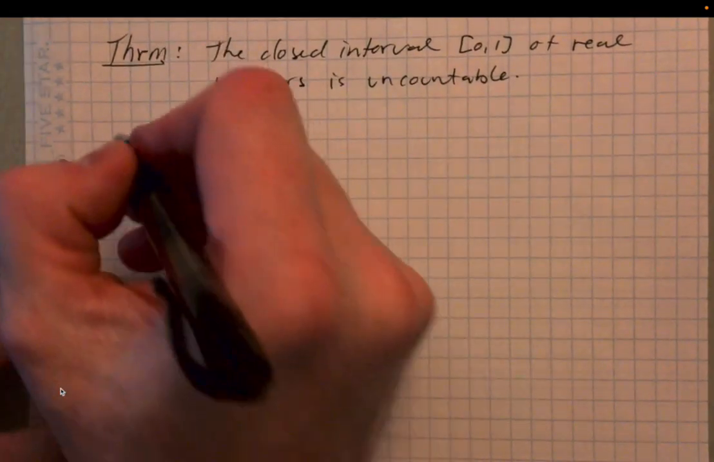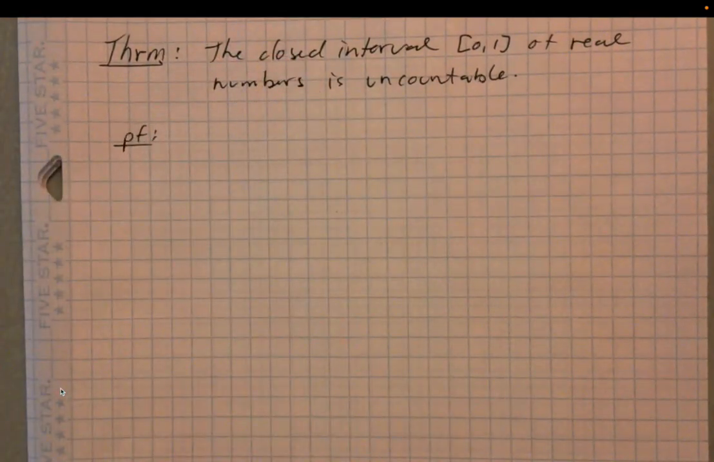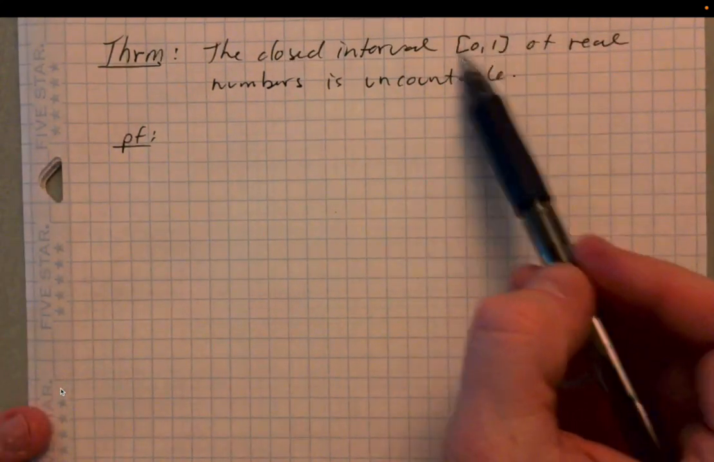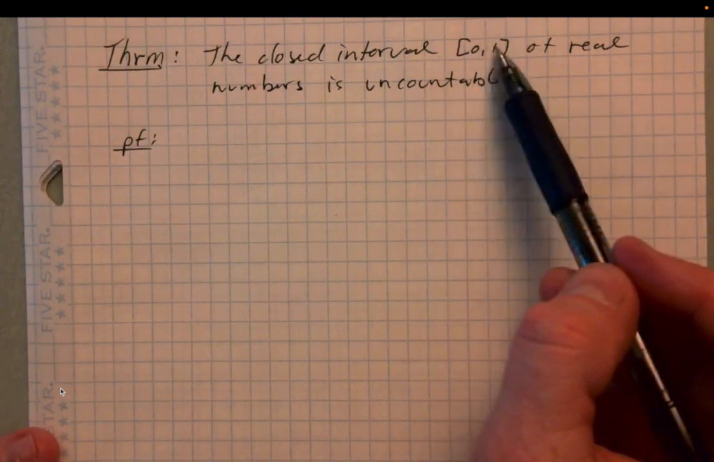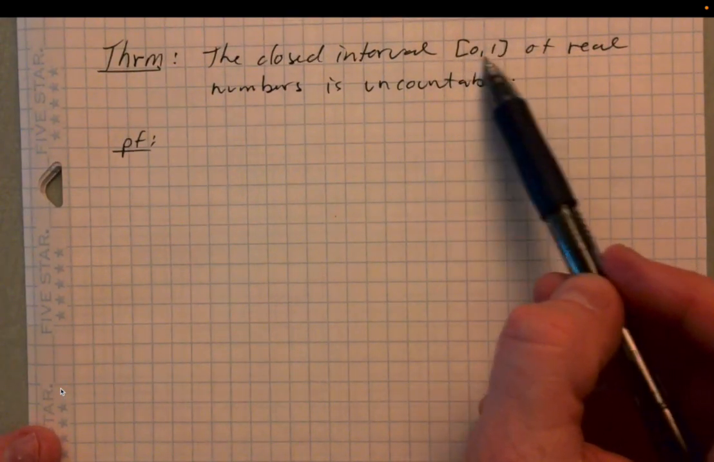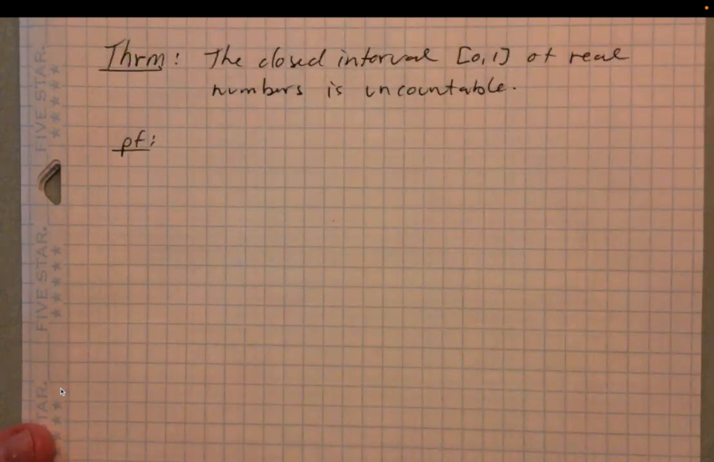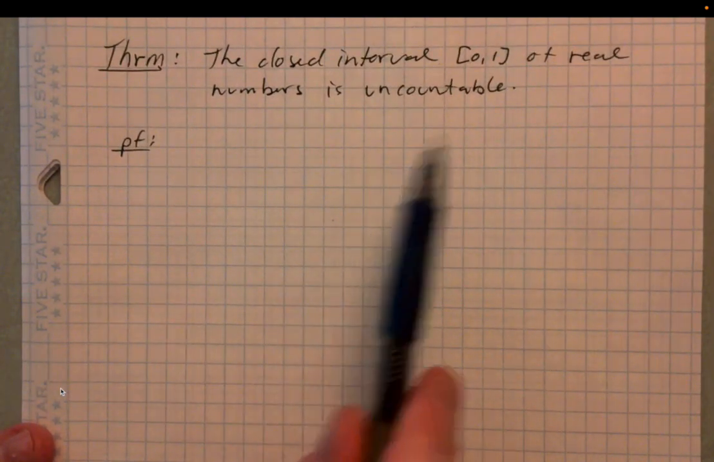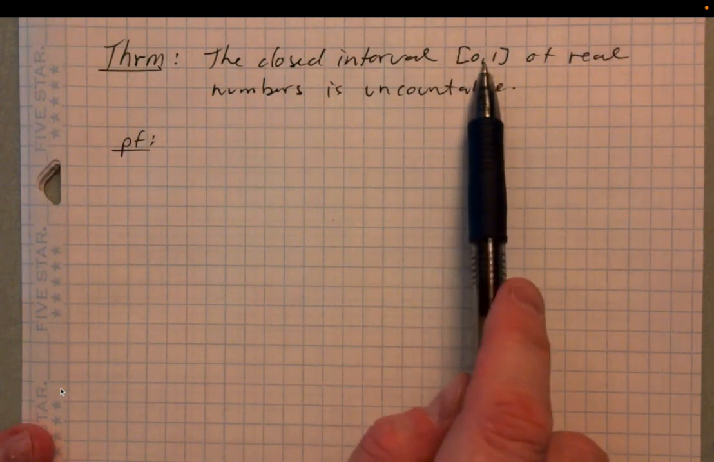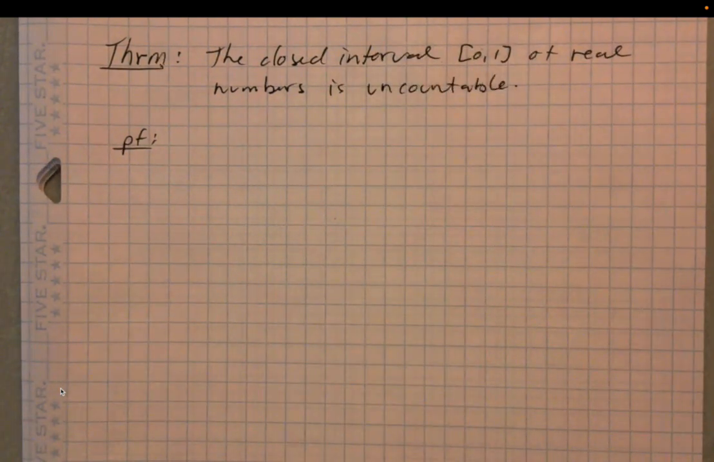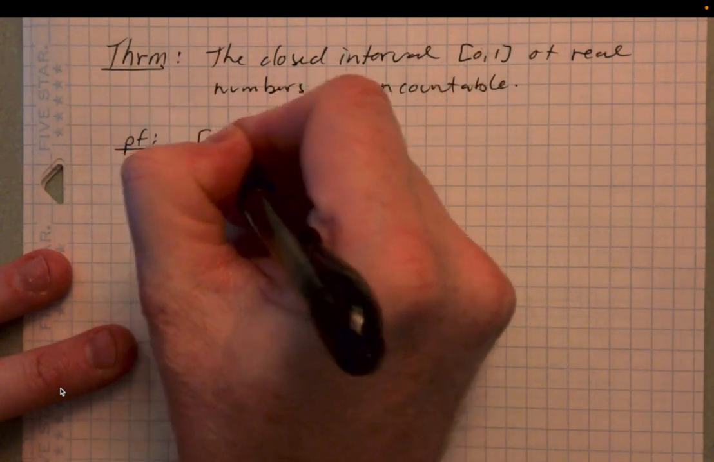Let's prove this theorem. We know that this interval is infinite, right? How do we know that it's infinite? Well, we know that it's infinite because there are infinitely many rational numbers between 0 and 1. We know that for a fact. So we know that this is an infinite interval or an infinite subset because there are infinitely many rational numbers in here. Not even to speak of all of the real numbers that are not rational numbers, all the irrational numbers. But we know that it's infinite, and so it's either countable or uncountable.